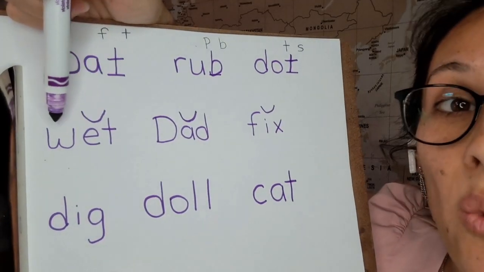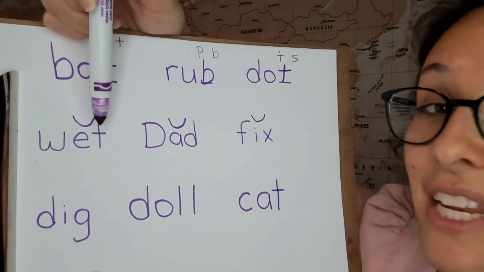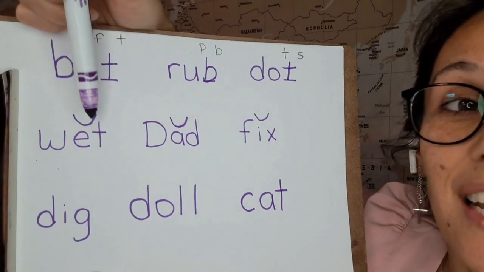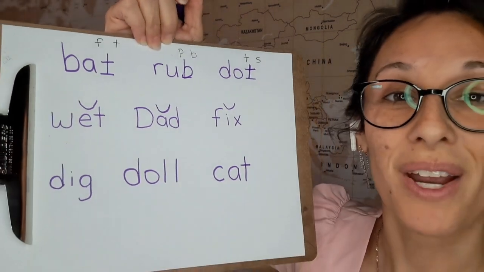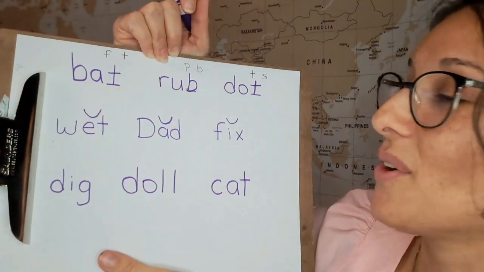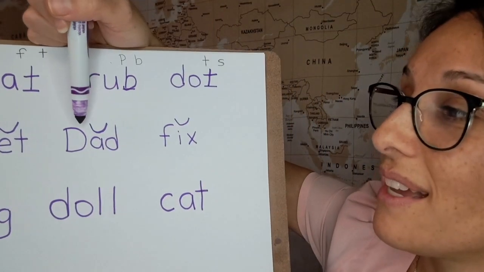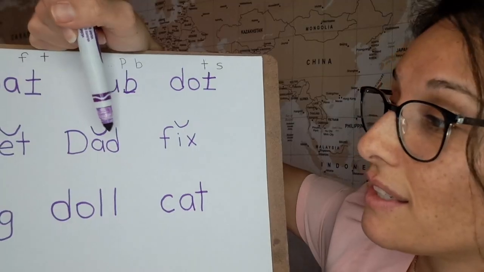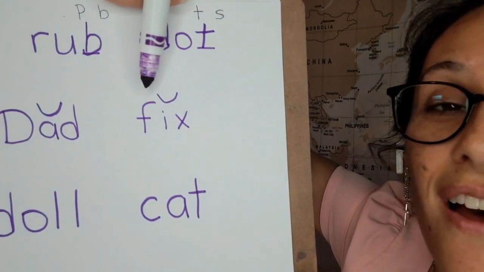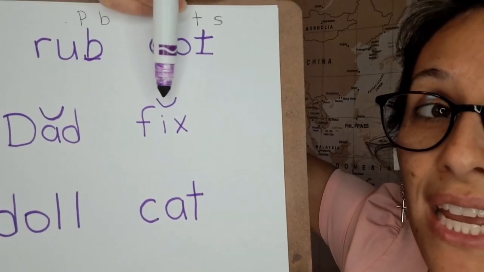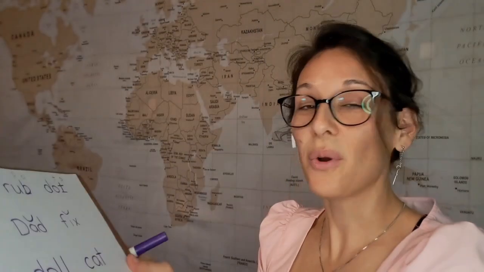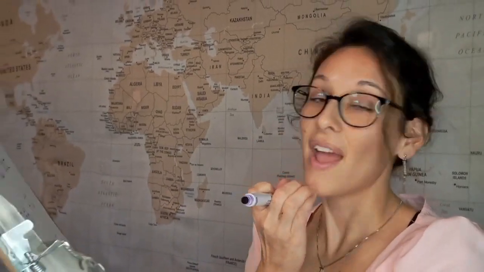Let's say the blend, we, and then we'll add the ending consonant. Wet, wet. Now I'm going to hold this up and you can pause it and try to read the last 2. Okay, now I will go over them with you. Dad, dad. Last one on this row. Say the blend. Fix, fix. Very good.